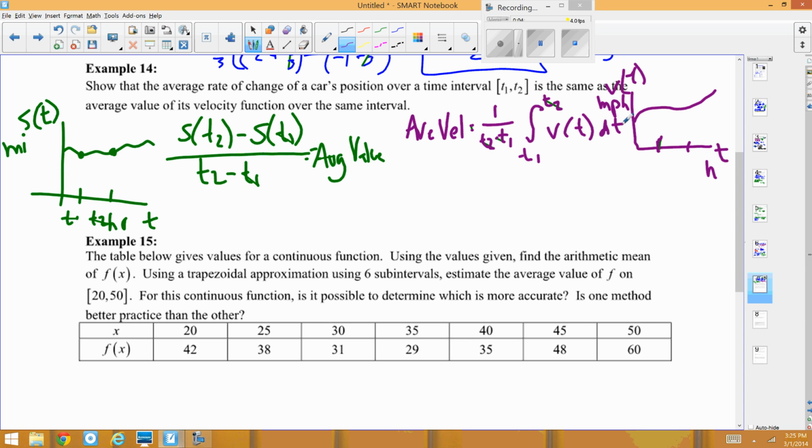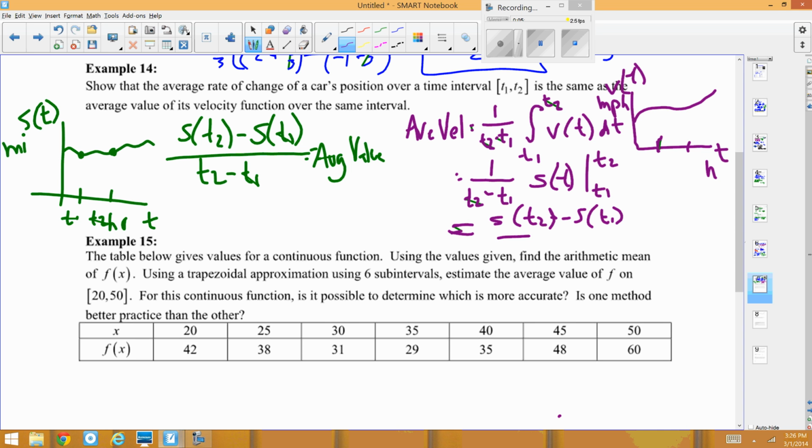All right, but let's evaluate that. So 1 over T2 minus T1. The integral, if we integrate velocity, we're going to get position. And if we evaluate it from T1 to T2, we're going to get on top of our fraction here, s of t2 minus s of t1 over t2 minus t1, which is the same exact thing that we got before. All right, so that's important.